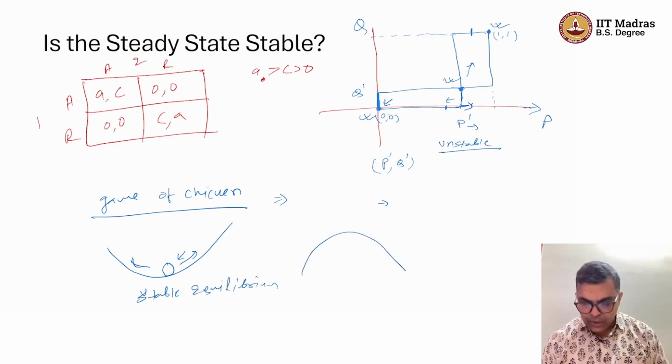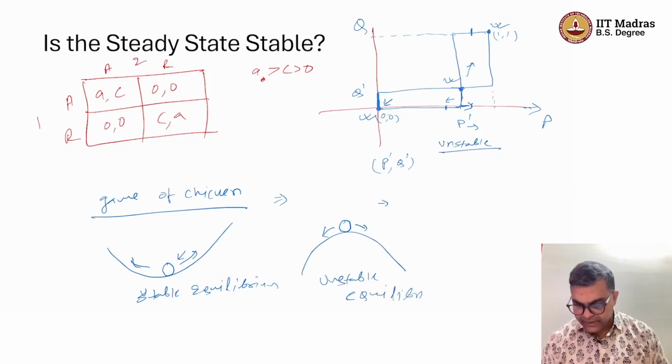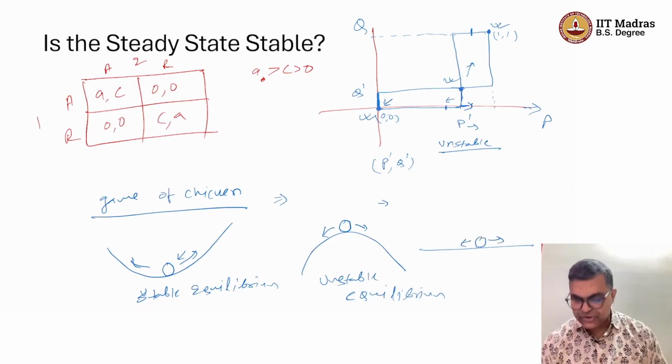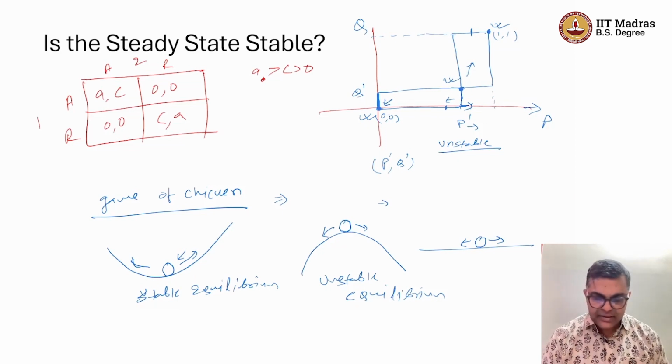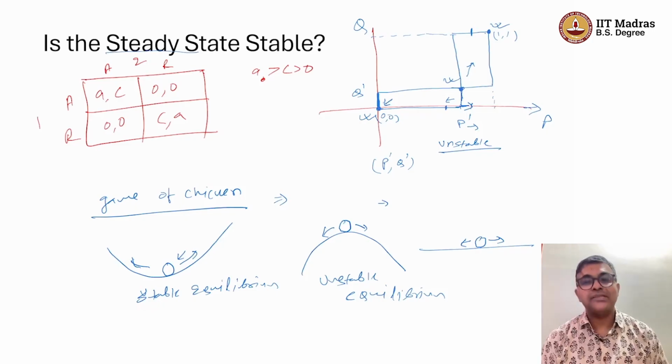If you have the bowl kept the opposite way and you disturb the ball a little bit, it will never come back to the original position. It is an unstable equilibrium. And for the sake of completeness, I should say that if there is a flat surface and you disturb the ball, it will maintain its position. This is called neutral equilibrium. But what I am saying is that the Nash equilibrium that we are obtaining is a steady state. We cannot say whether it is stable or not stable. It does not matter. That is the first order thing that we are obtaining, that we are getting a steady state.